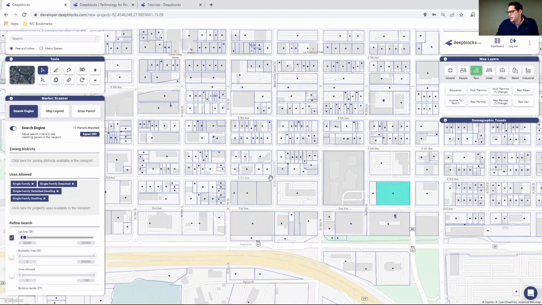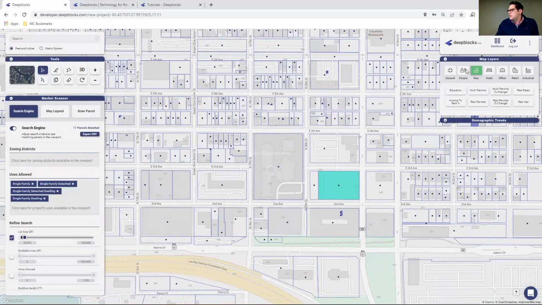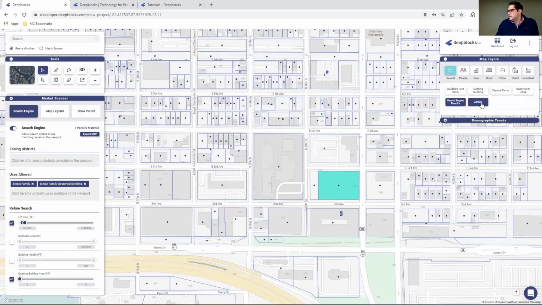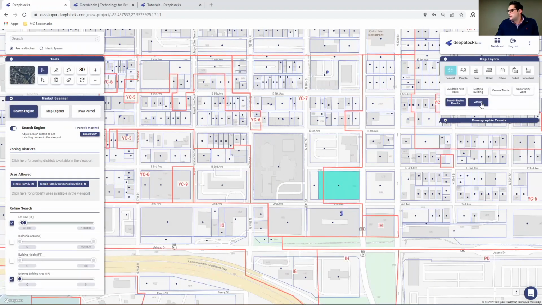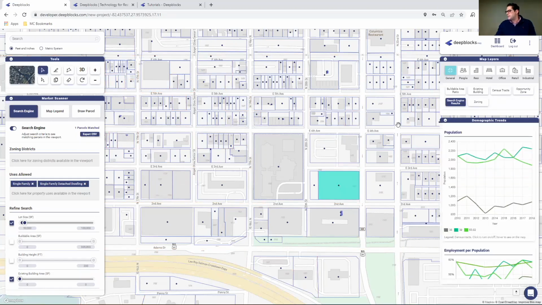One of the next steps I'd like to do is, first, we can always turn on the zoning just to get an idea what type of zoning that is. All right. And we can also select that parcel and get some parcel level information. But before I go to that next step, I like to always show some of the demographic trends. And this is more of our micro level trend lines to understand this particular area.